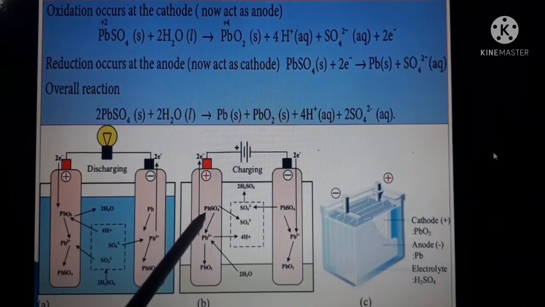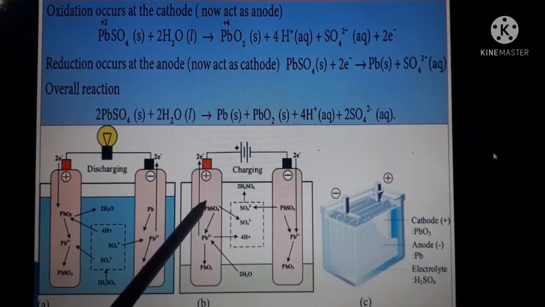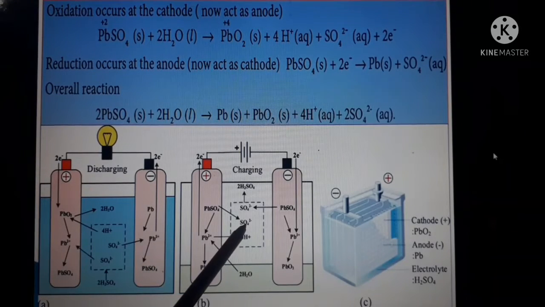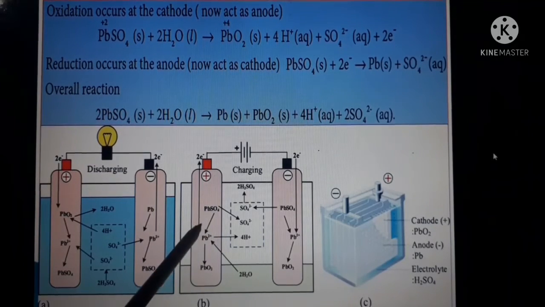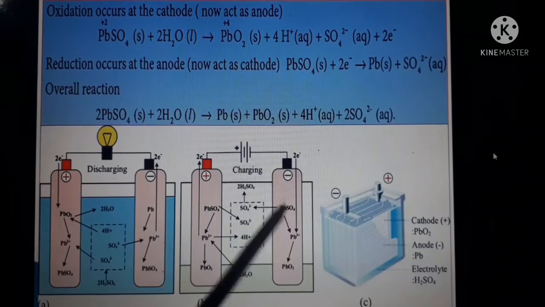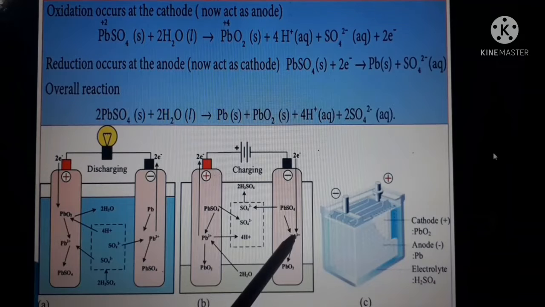Here in charging, lead sulfate is dissociated into SO4 2 minus ion and Pb 2 plus ion. Then lead oxide is formed at the cathode. At the anode, lead sulfate is split into Pb 2 plus and SO4 2 minus. Again it accepts two electrons to form PbO2.